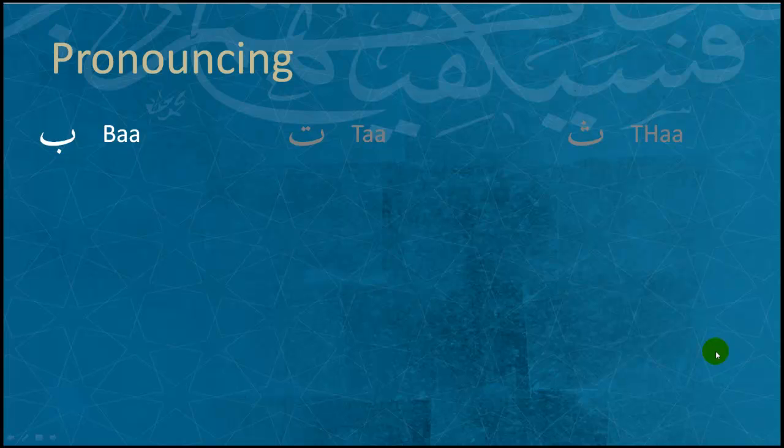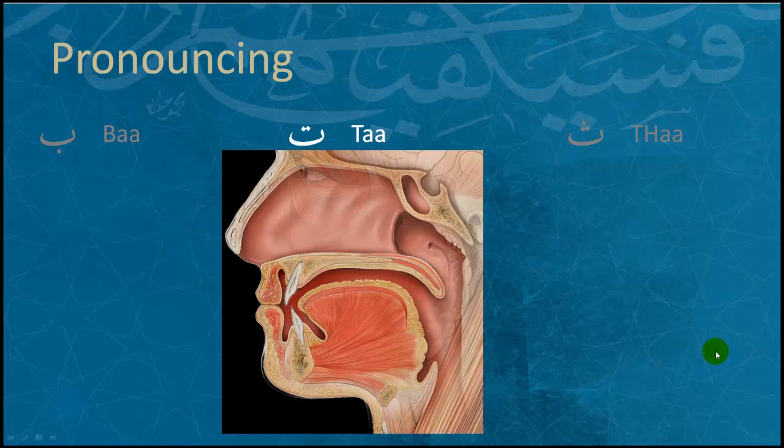Okay, just some more detail now. As I said, Ba sounds exactly like the English letter B, so there's not much to say about it. It's just the letter B. Same thing. Ta is represented by T, as I said, but it's very different.